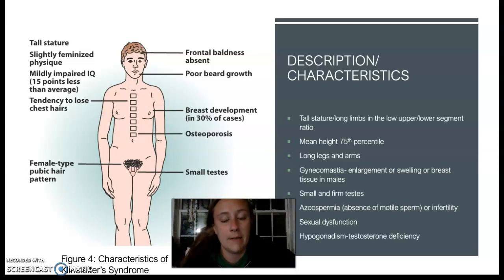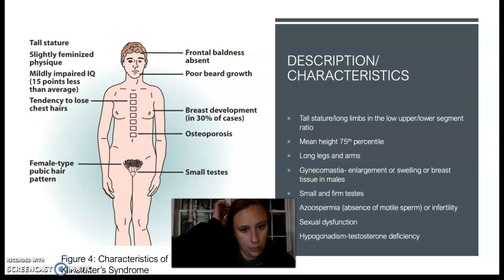They often can develop gynecomastia, which is enlargement or swelling of the breast tissue. They will have small and firm testes, azoospermia, which is the absence of motile sperm, which can lead to infertility, sexual dysfunction, and hypogonadism, which is a testosterone deficiency. So this testosterone deficiency a lot of times leads to these more female type characteristics.